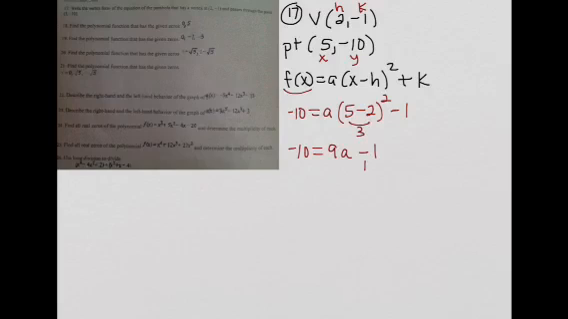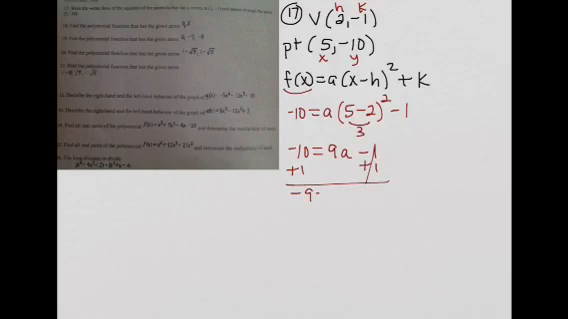Alright, so number 17. The vertex, there was a similar one earlier. This is (h, k), this is x and y. Remember, f of x is another name for y, so we put negative 10 right there. We're looking for a. x is 5, h is 2, so we put (5 minus 2) squared, and k is negative 1. So this is 3. 3 squared is 9, so it's negative 10 equals 9a minus 1. So we add 1.